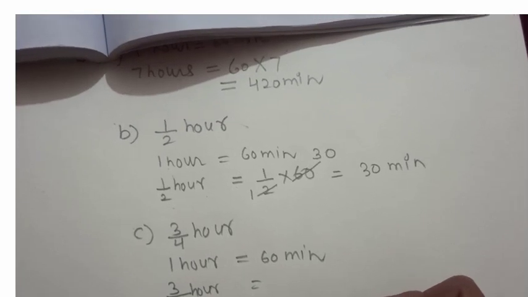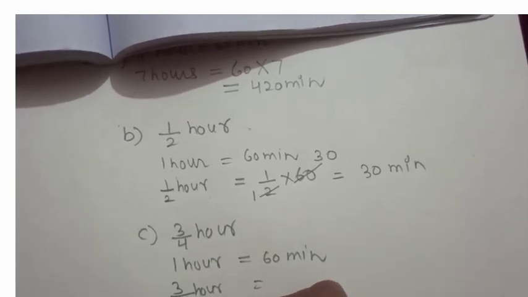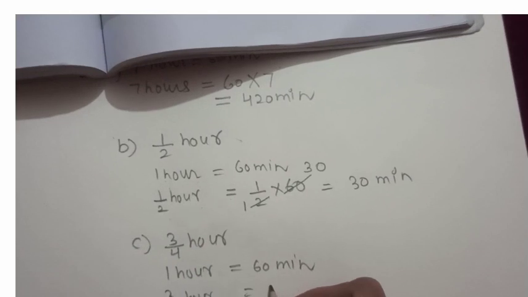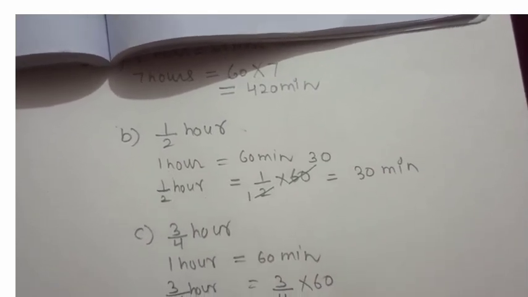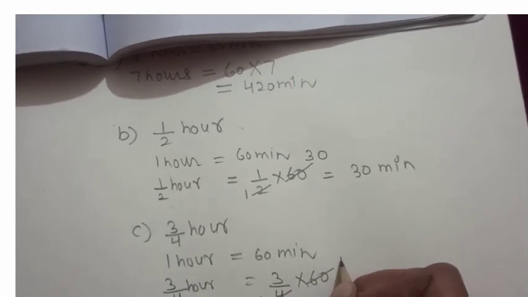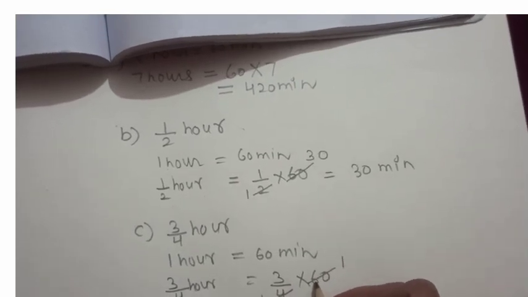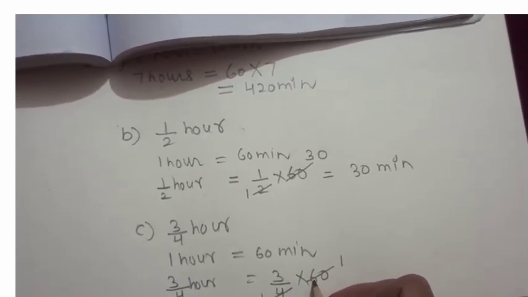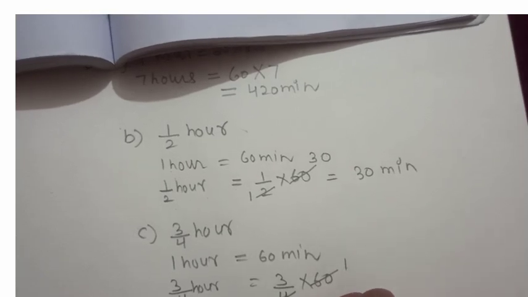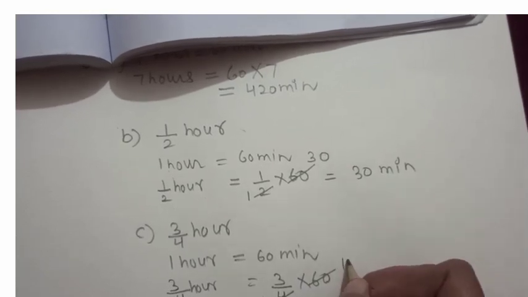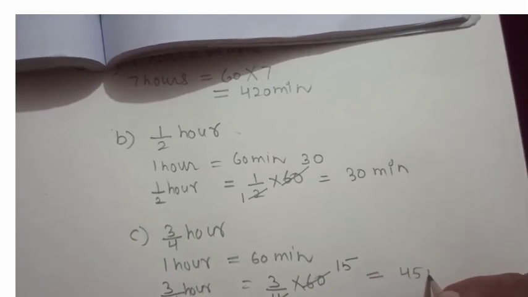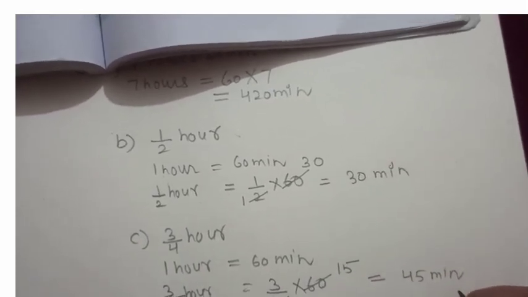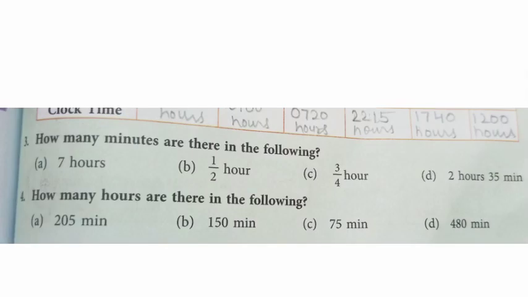Here also we are asked 3 upon 4 hours. So 3 upon 4 hour, we will do the same thing. That means 3 upon 4 into 60. And we will divide. We know that 4 1s are 4, 4 will be subtracted from 6. That will give you 2, 2 0 20. Then again we will read the table of 4, 4 5s are 20. So it will give you the result 15 3s are 45 minutes will be your answer. Now we are going to do D part.